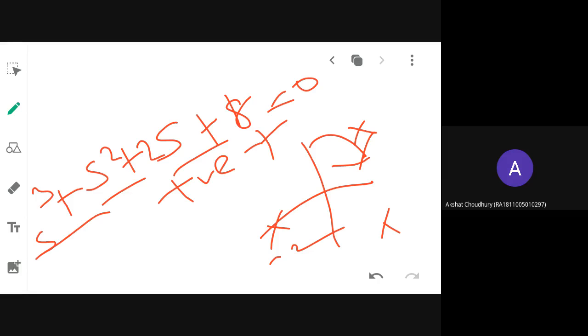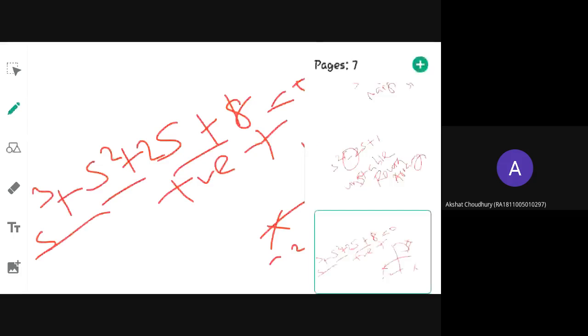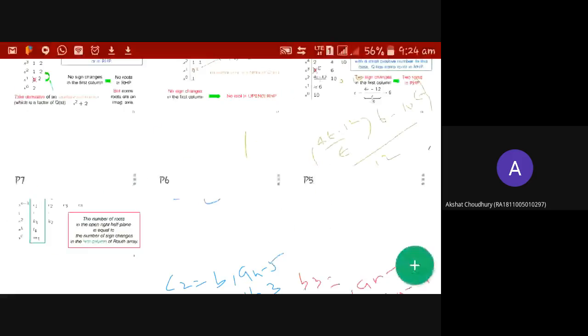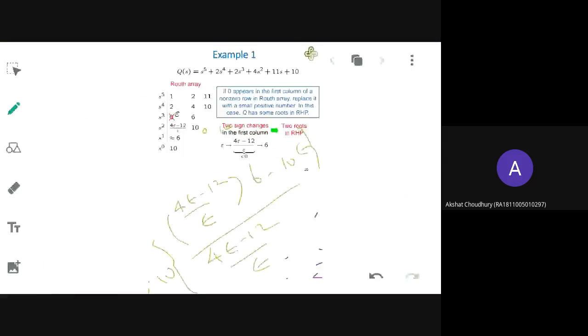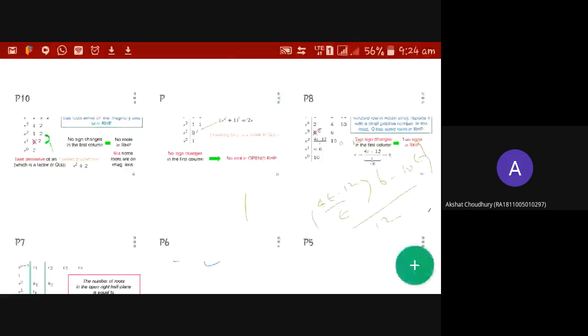Now we'll solve one problem. We will solve a normal Routh array problem first. I think I solved one problem last class itself. In the same way, today also I will solve a normal Routh array. Wait, let me give the problem.